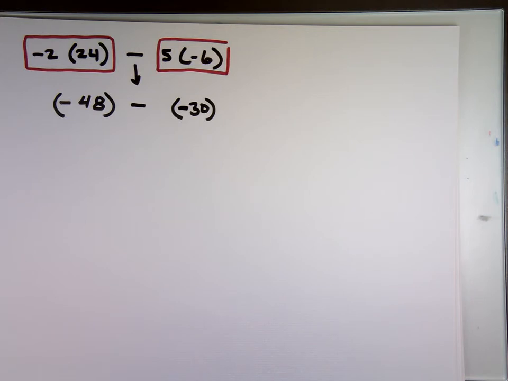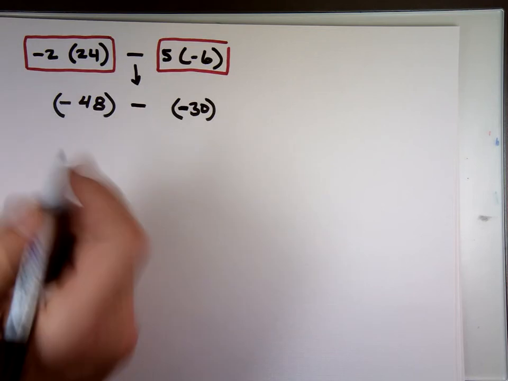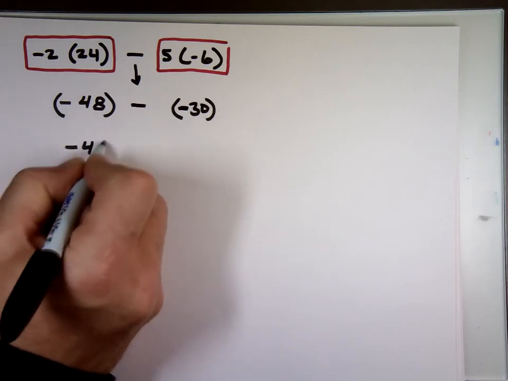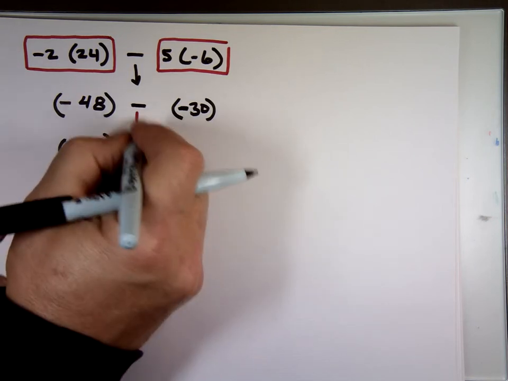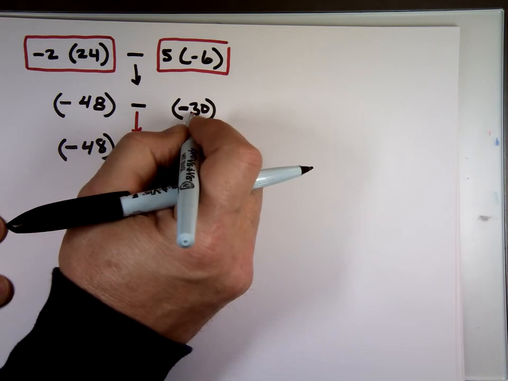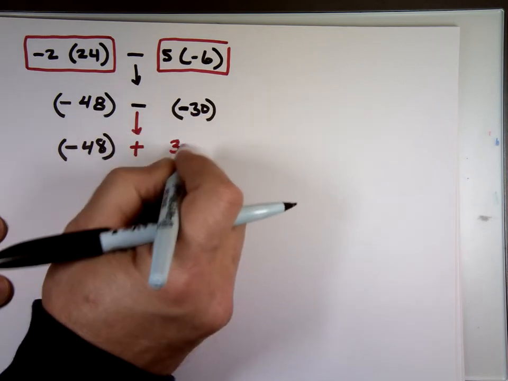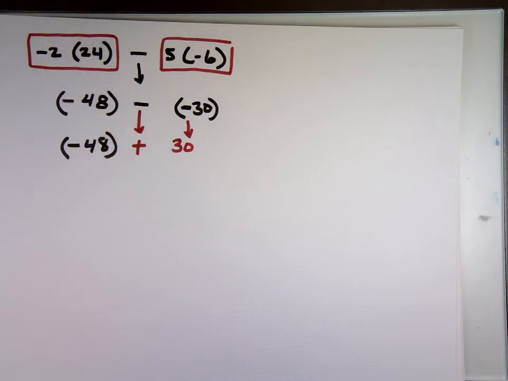Any more multiplications or divisions? No. Any additions or subtractions? Yes. Well, how do we do subtraction? In case you forgot, we leave the first number alone. We change the subtraction to what? Addition, and we take the opposite of that number. So the first number stays alone.